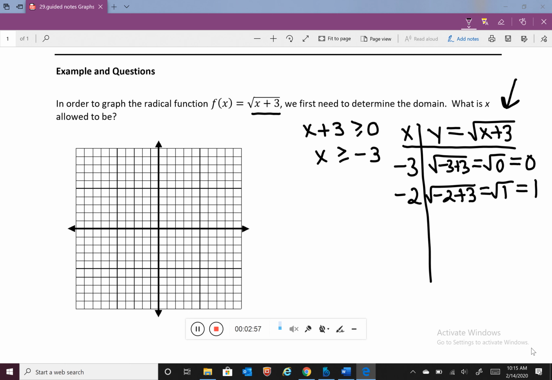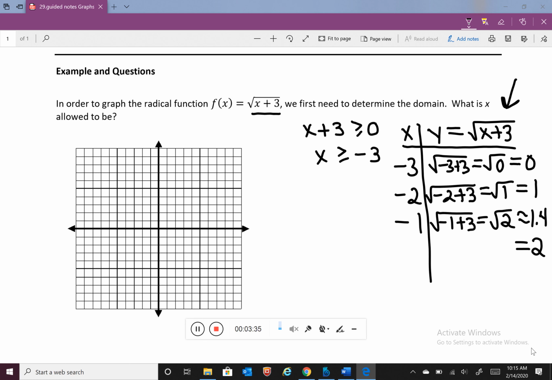Now we can let x be negative 1, but I want you to see what happens when we make that choice. We have the square root of negative 1 plus 3, which is the square root of 2, which is a real number, but it is also irrational. It is not an integer. It is about 1.4. So I do want to challenge you. Do you know what I could let x be in order to get an output of an integer value of 2?